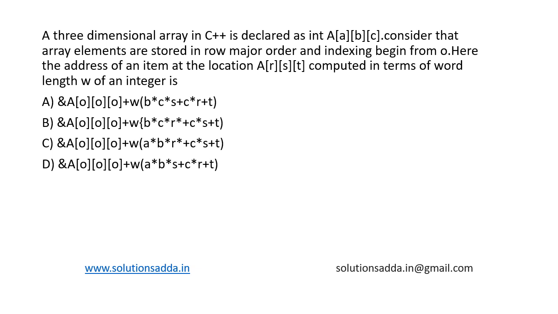This is a question from programming. A three-dimensional array in C++ is declared as int A[B][C]. Consider that the array elements are stored in row major order and indexing begins from 0. Also, the address of an item at location A[R][S][T] is computed in terms of the word length W of an integer. What is it? We are given 4 options.